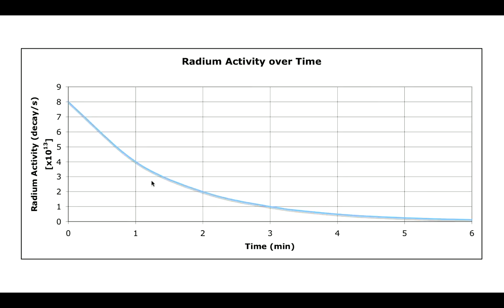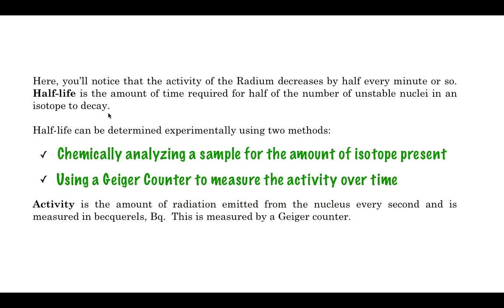If we were to graph this activity over time, we find this kind of curve. And we can basically say, oh, this is a special kind of curve that describes this half-life perfectly, and it's an exponential relationship. So here you'll notice that the activity of radium decreases by a half every 10 minutes. Half-life is the amount of time that's required for half of the unstable nuclei in an isotope to decay. We can determine it experimentally using 2 different methods.